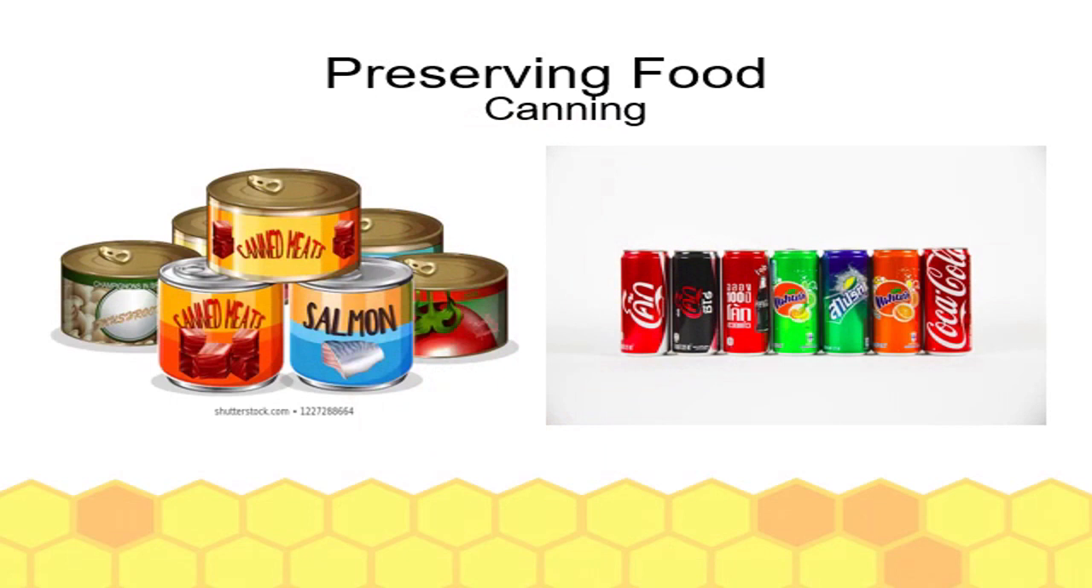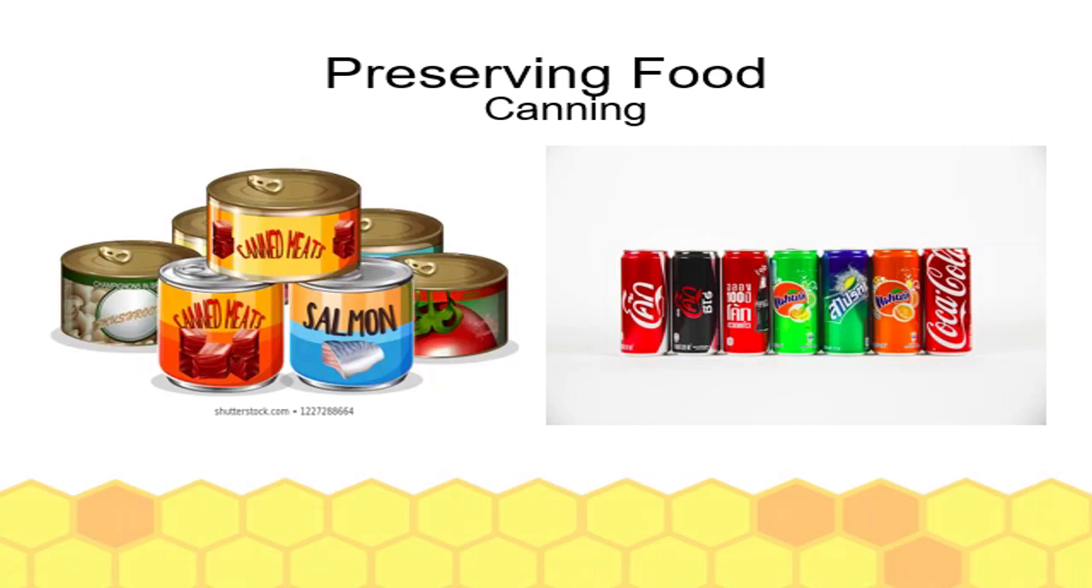Do you know what will happen if you leave your food unprotected for a long time? It becomes stale and bad. We cannot eat it because it is unhealthy for us. We can protect our food or preserve food in a number of ways, and that is called preserving food. First method is canning.